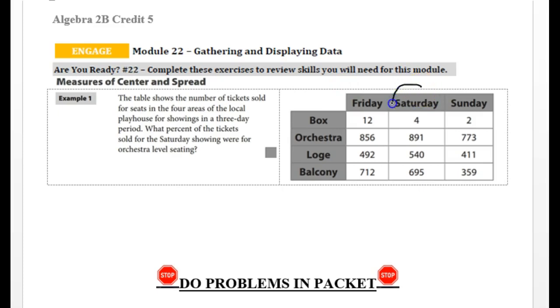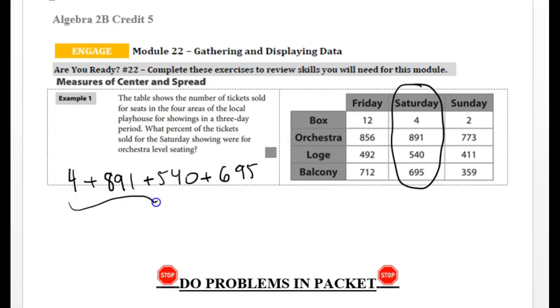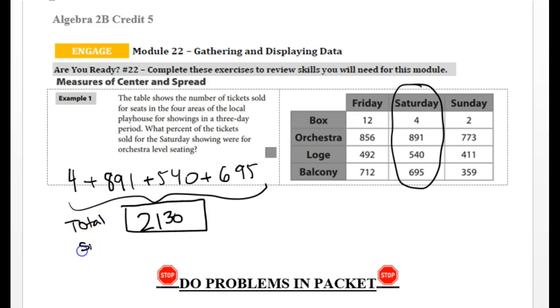First thing I'm going to do is circle Saturday. And I'm going to add up 4 plus 891 plus 540 plus 695. The reason we're going to do this is so that we can calculate what the total is for that Saturday showing. So let's go ahead on your calculator and work that out. If you calculated that out, you should have gotten 2,130.